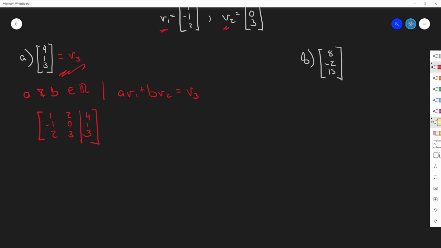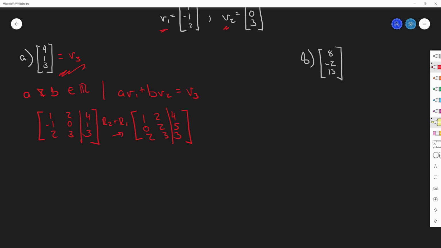So let's start off with adding row 1 and 2 together. So we get a new row 2 and also get rid of that 1. Row 1 stays, and so we're just going to get 1, 2, 4, 0, 2, and 4 plus 1 is 5. And the bottom one stays the same.